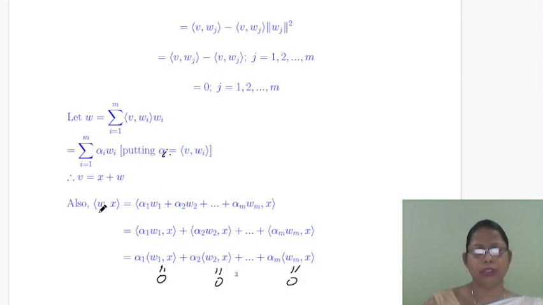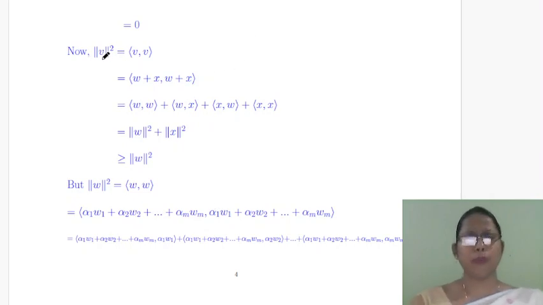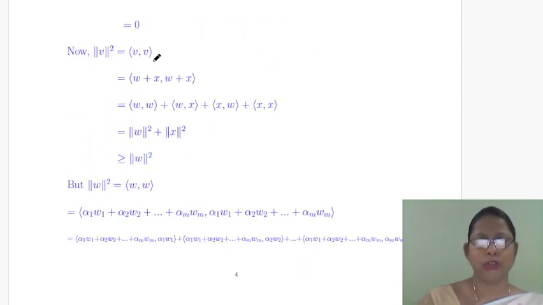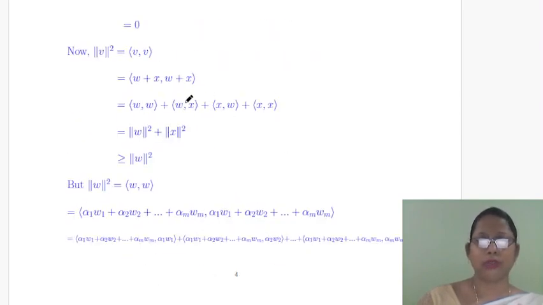This implies inner product of w comma x is 0. Now norm of b square is inner product of b comma b, and from here b is my x plus w. So put this value: inner product of w plus x comma w plus x. On expansion, I will get inner product of w comma x is 0. So this is equal to 0.